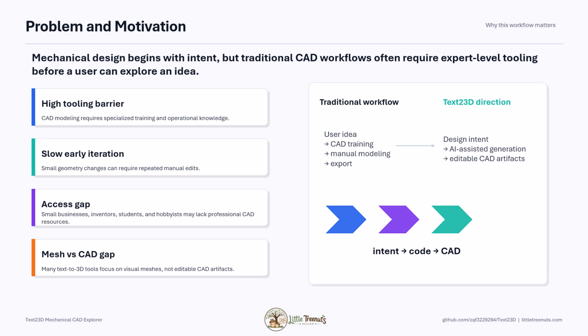The traditional workflow usually begins with the user's idea, then CAD training, then manual modeling, and finally exporting the models. But with the text-to-3D direction, we go from the design intent directly to AI-assisted generation, and we get editable CAD artifacts.